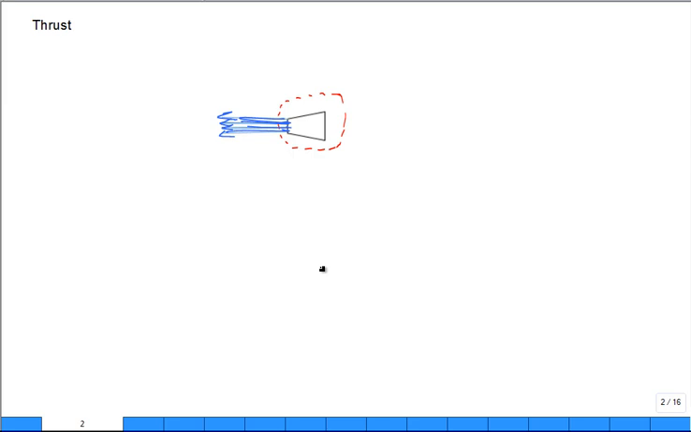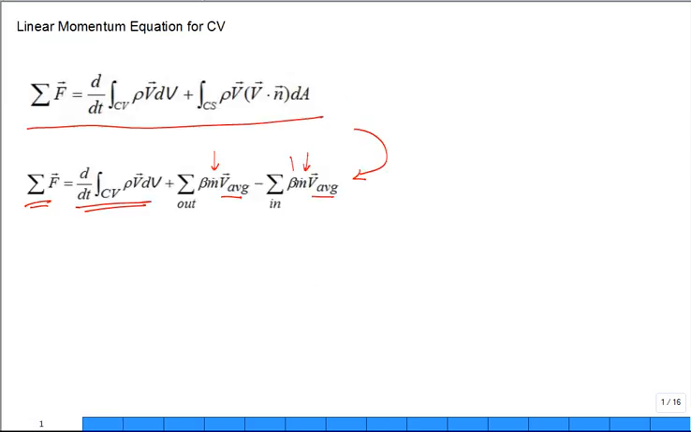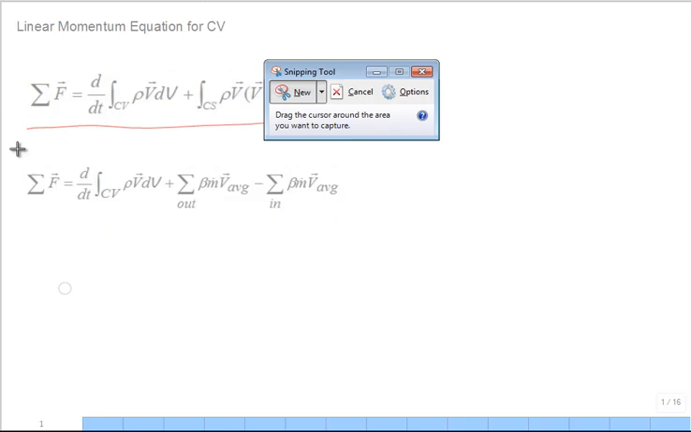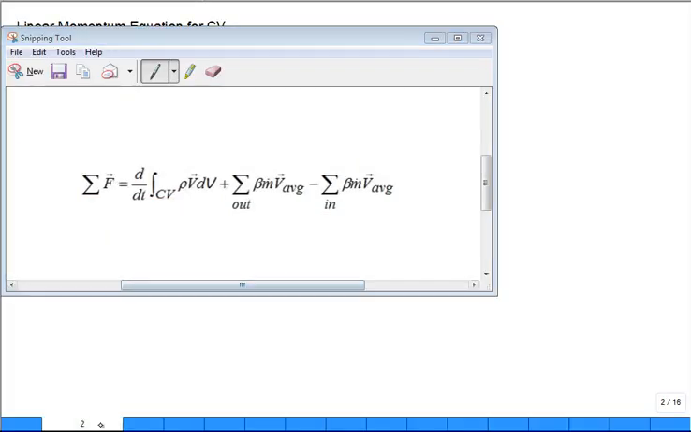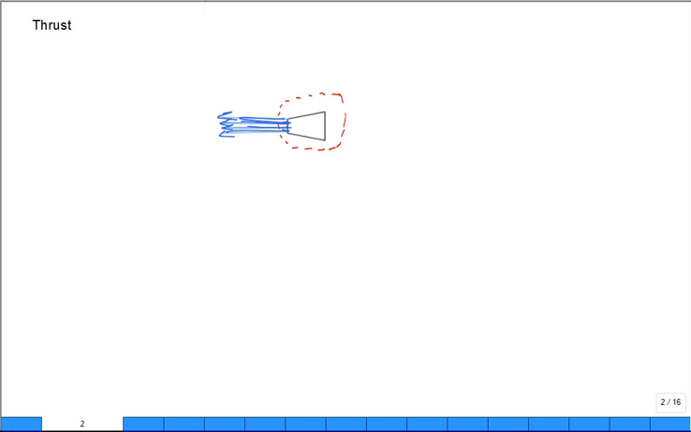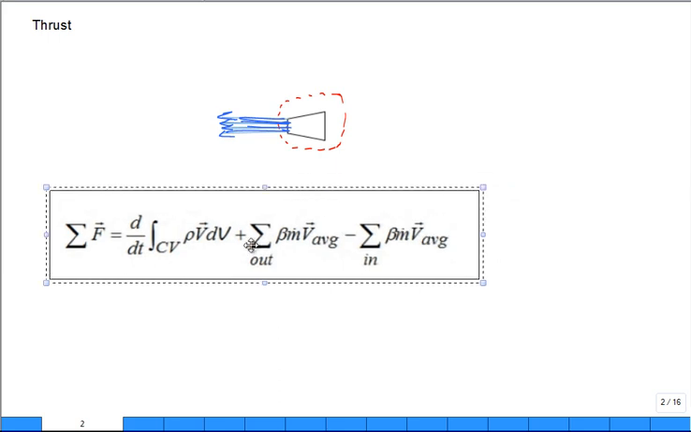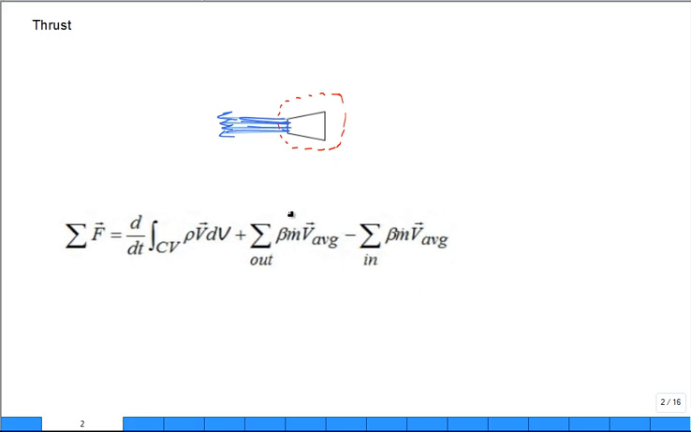And if we take a look at our equation, let me go back and see about copying it. Maybe I can do a snipping tool, grab it like this, put it over here, paste. So if we apply the linear momentum control volume analysis, this equation, to this control volume, what we find is we have this outflow.